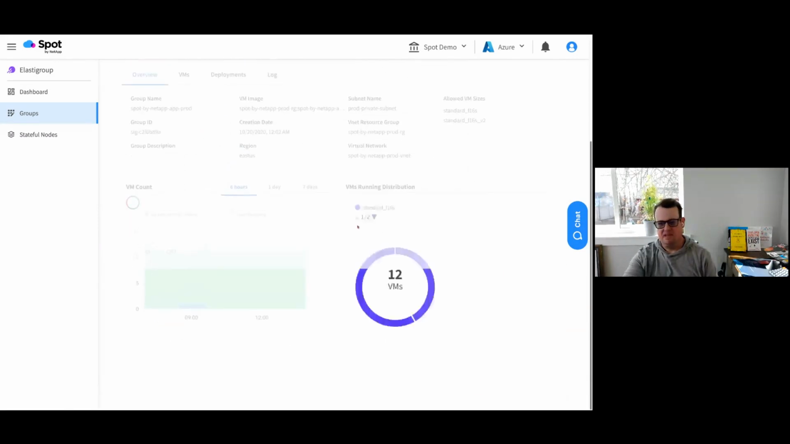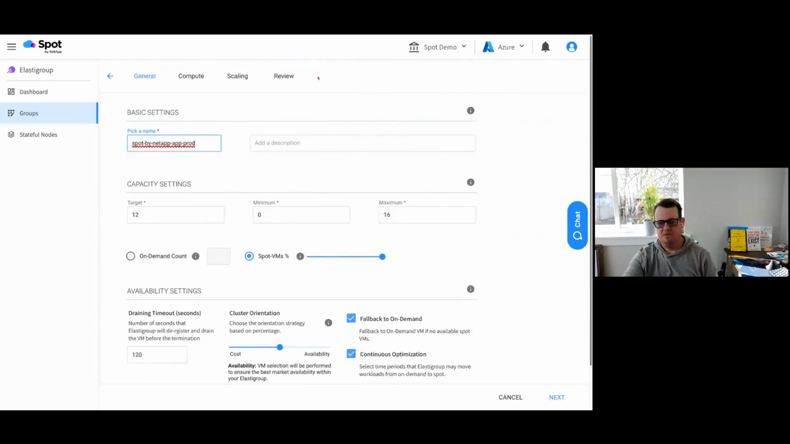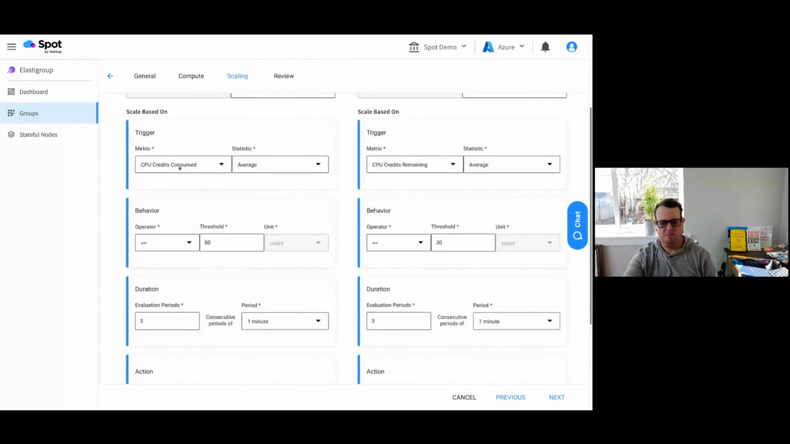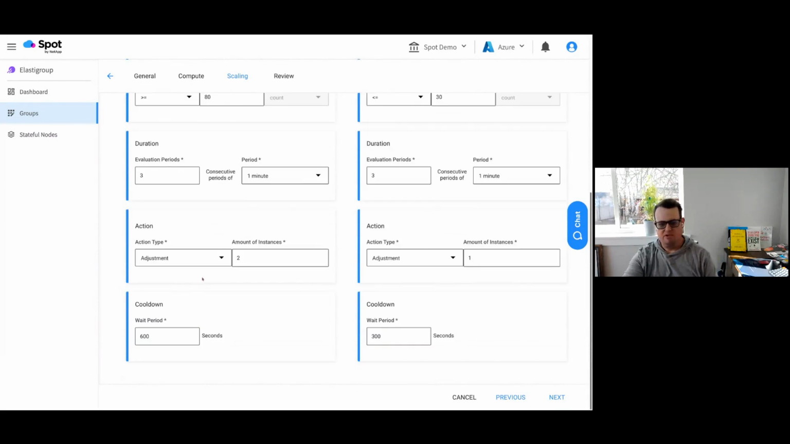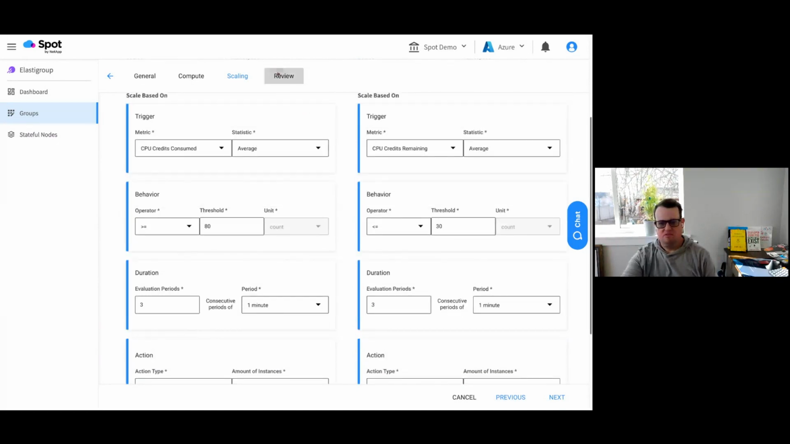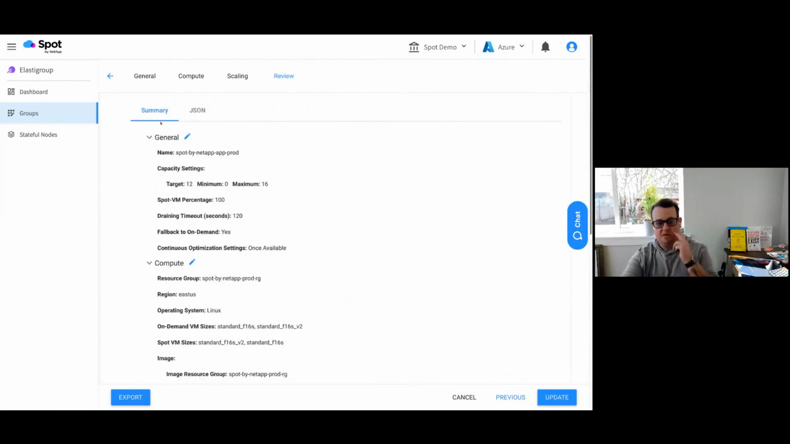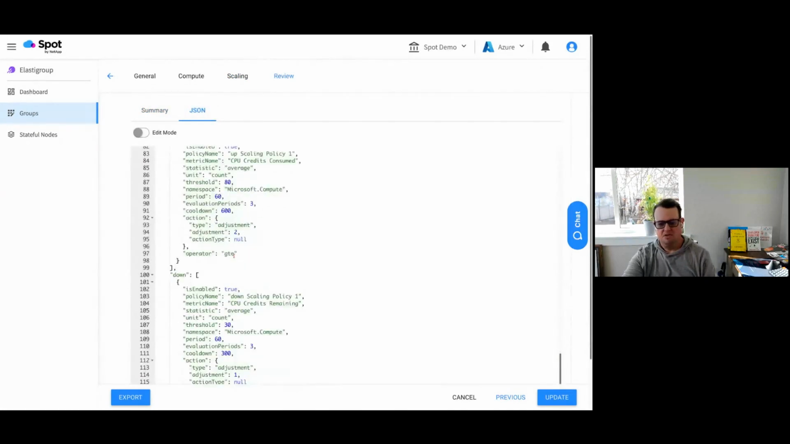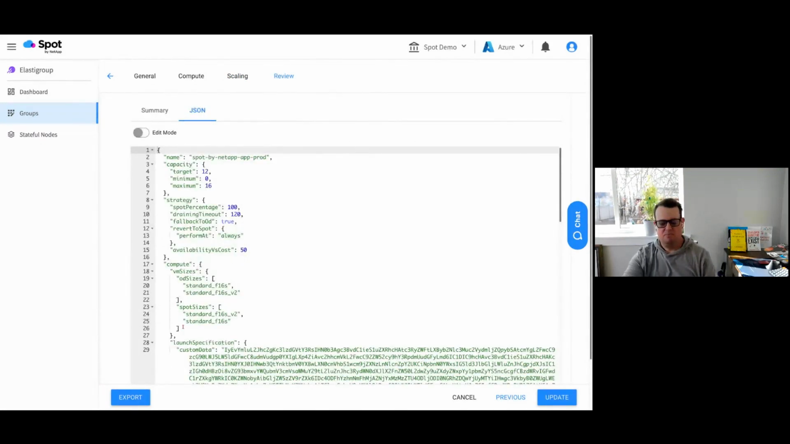When we talk about scaling, I've got to cancel out, I'm sorry, and go back in. When we talk about scaling, this is where we can set our specific scaling policies based on CPU credits. We can be very granular with those. And then the next one that we want to review is really important because it allows us to see what we've done, but it also allows us to export it as JSON. Why is that important? Because it allows us to export it to whatever configuration tool, infrastructure as code tool, you're using. This includes an edit mode so that you can edit your code by hand and export it as a JSON file right there.